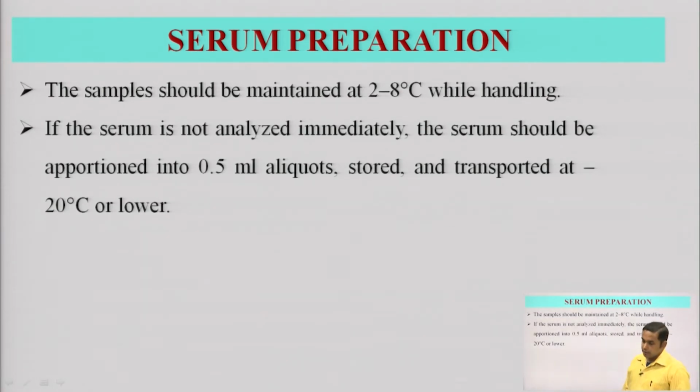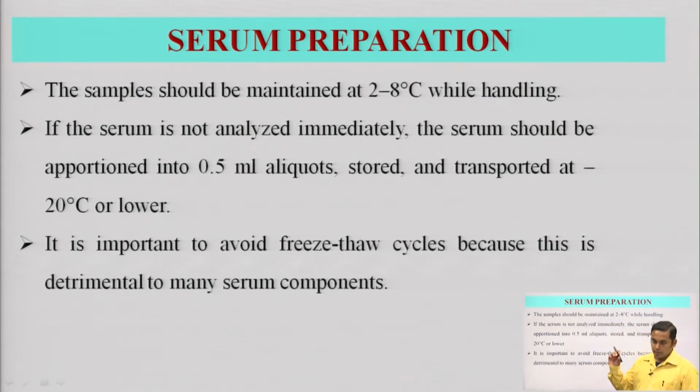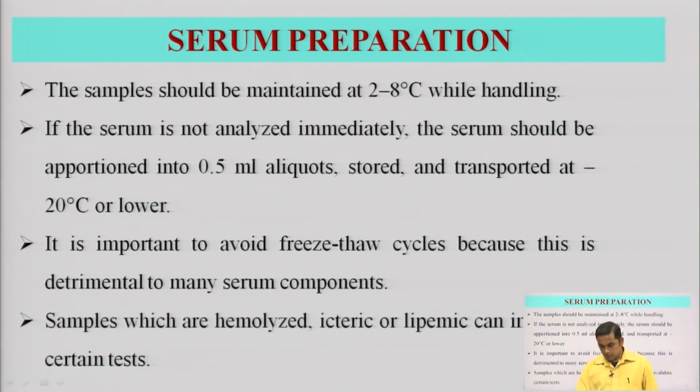If the serum is not analyzed immediately, then the serum should be aliquoted in 0.5 ml portions, stored and transported at minus 20 degrees centigrade or lower. You should try to keep it as cold as possible, so that your serum is not at high temperature, does not get denatured, and there is no breakage of bonds among the proteins, and they remain in a very appropriate manner. So, it is important to avoid freeze-thaw cycles, because this is detrimental to many of the serum components. Samples which are hemolyzed or icteric can affect certain tests.